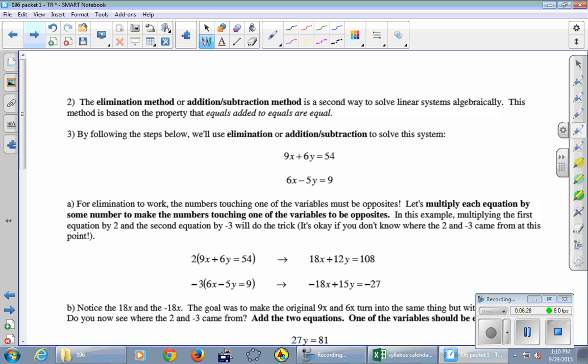Here's the process. Take a look at the new system of equations. 9x plus 6y equals 54, and 6x minus 5y equals 9. That's our new thing we're going to solve. If we were to solve one equation for one letter, which was the first step of the substitution method we just saw, is there any way to avoid fractions? What's that? You could find something in common. That's what we're going to do.